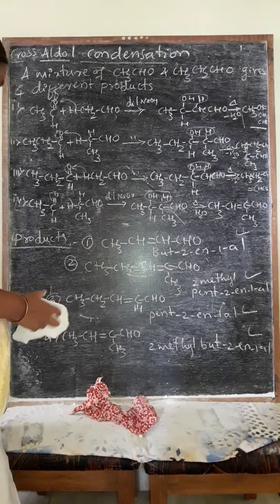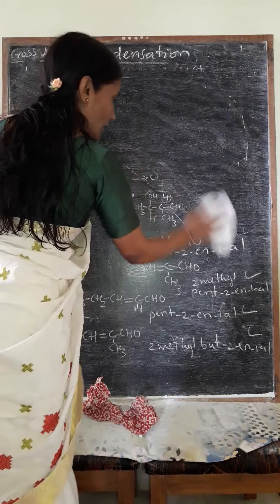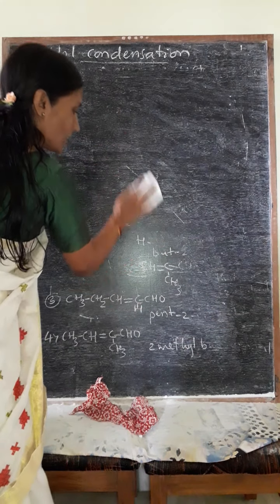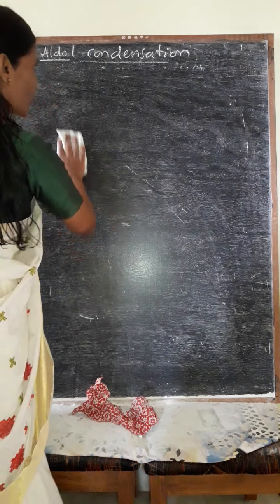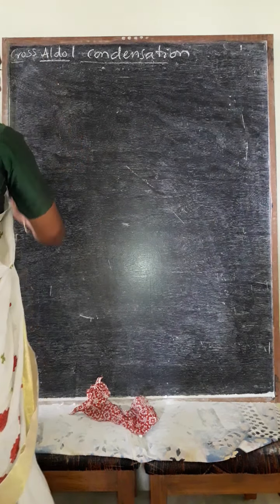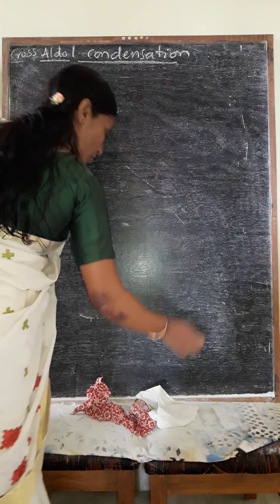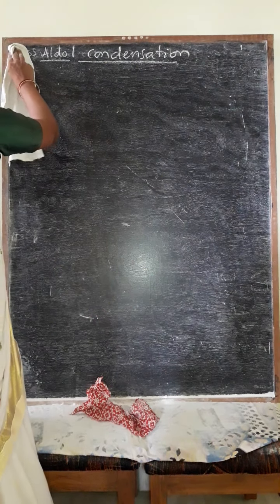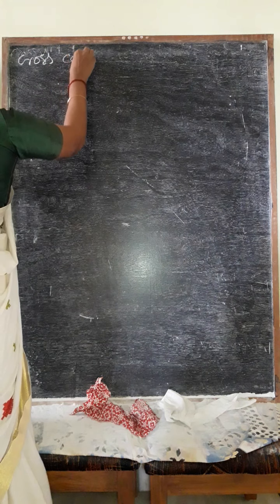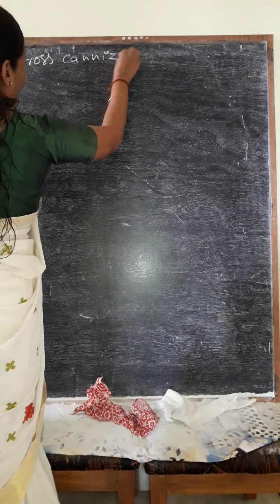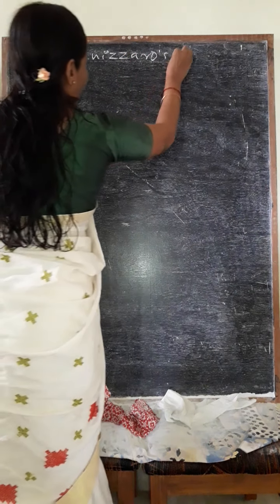Okay. And one more type of condensation is there. That condensation is between an aldehyde which does not have an alpha hydrogen and a ketone which has an alpha hydrogen. That undergoes cross aldol condensation. That type of condensation is called the Claisen-Schmidt condensation, or cross aldol condensation.